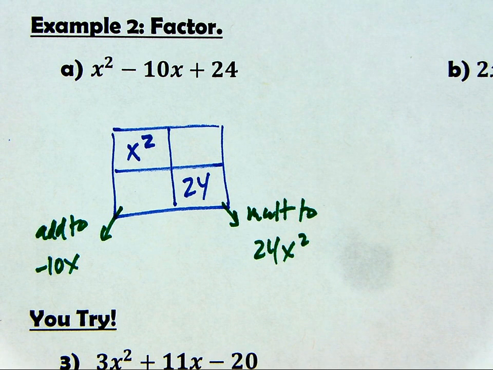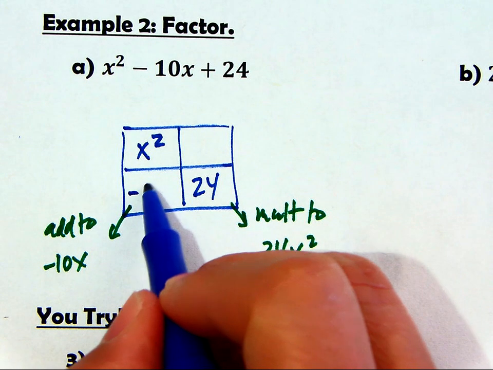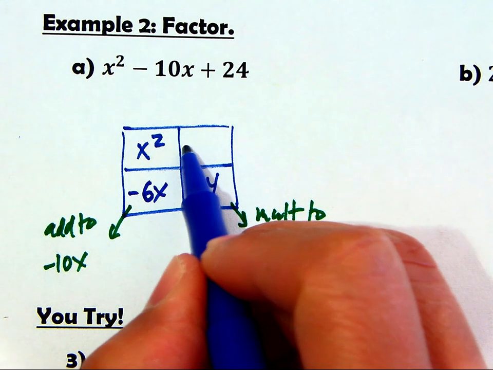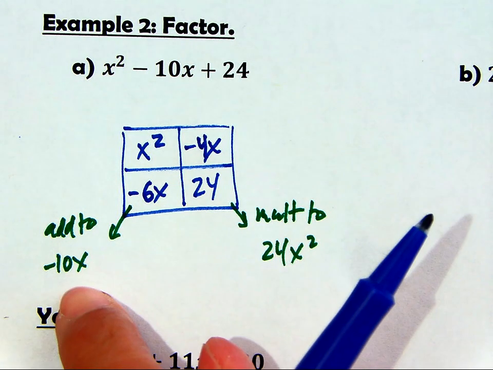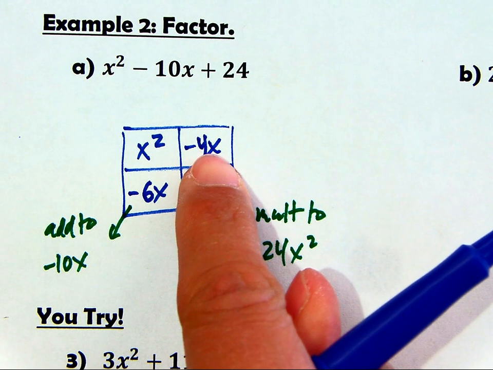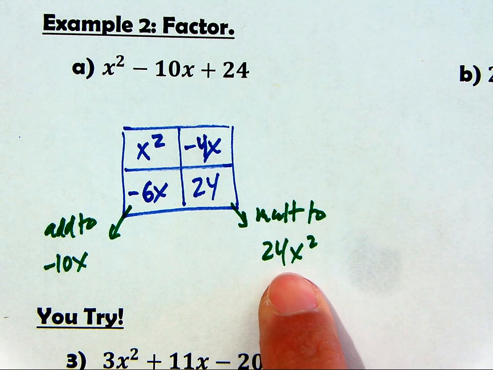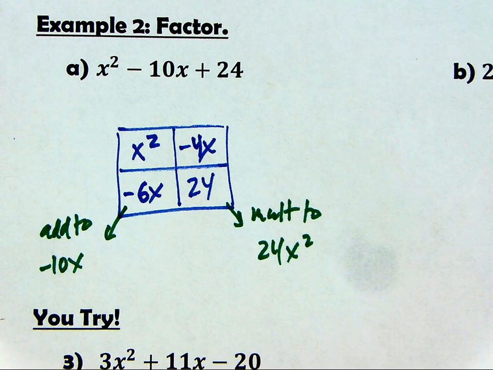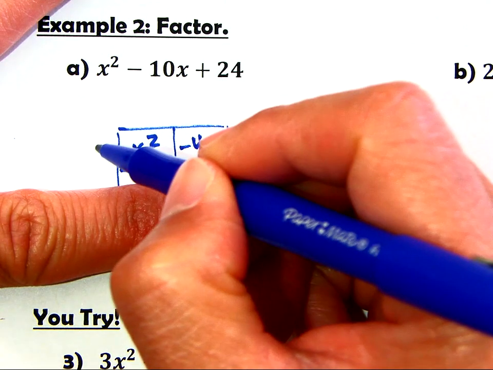Let me think about this. Let's see, 24 could be 6 and 4. Yeah, so what about negative 6x and negative 4x? Okay, if we add those, it makes negative 10x. And if we multiply them, remember, a negative times a negative is a positive, which is exactly what we're trying to make there.